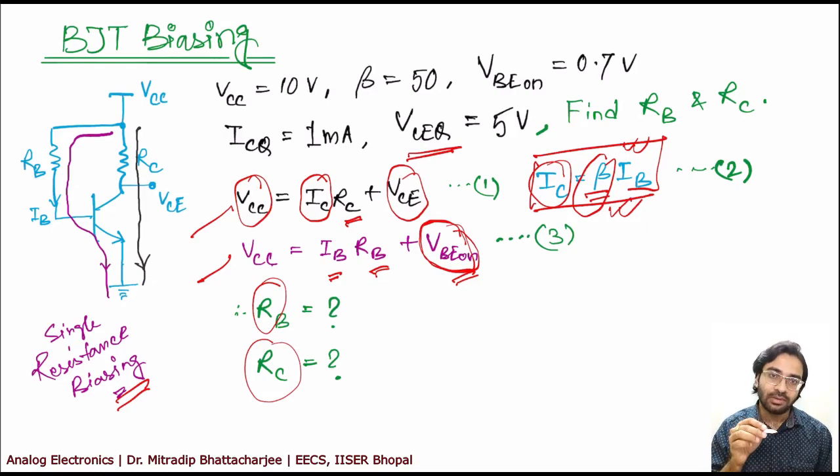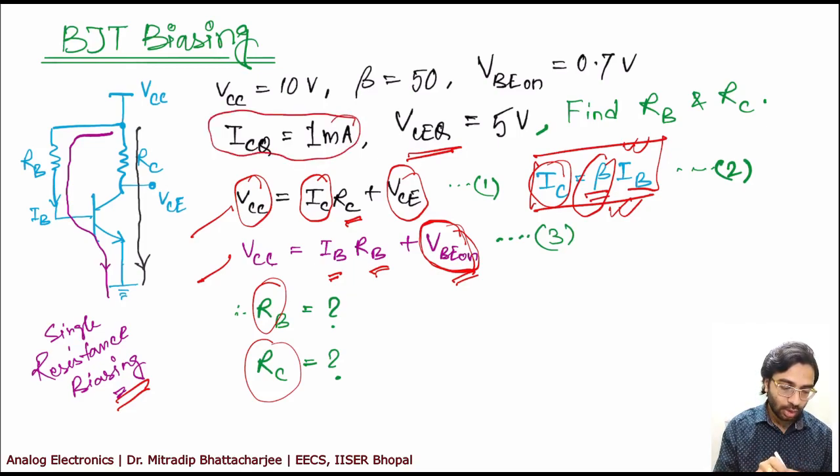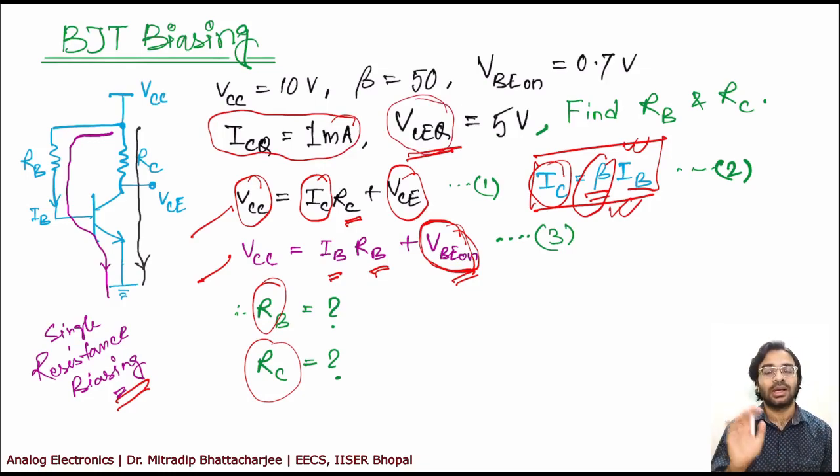So your beta will also start varying. So your variation in beta will also affect the value of IC. So your operating point will not be fixed. It will vary with external influences. So this particular biasing has influence of external parameters like temperature. That's why this type of biasing is not preferred.